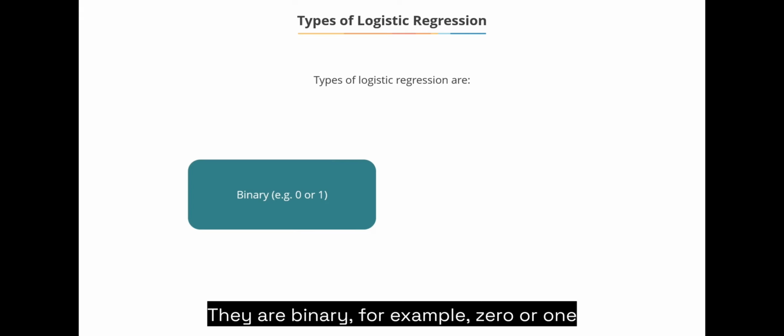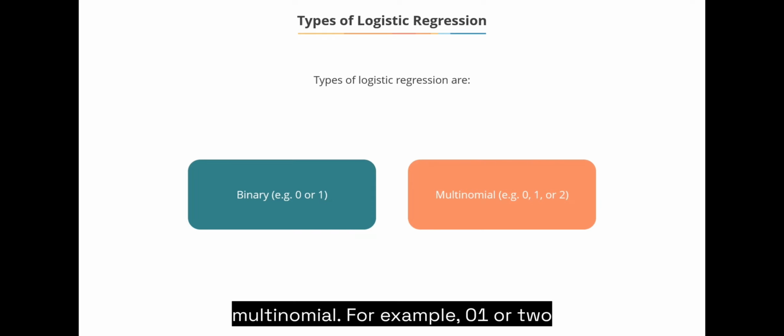There are two types of logistic regression. They are binary, for example, 0 or 1. And multinomial, for example, 0, 1, or 2.